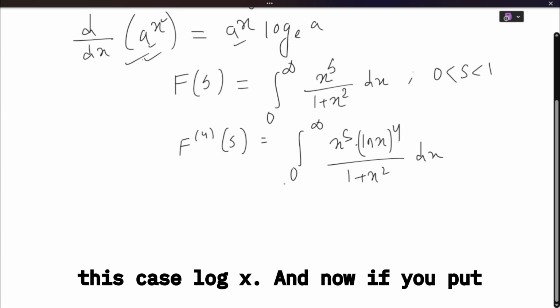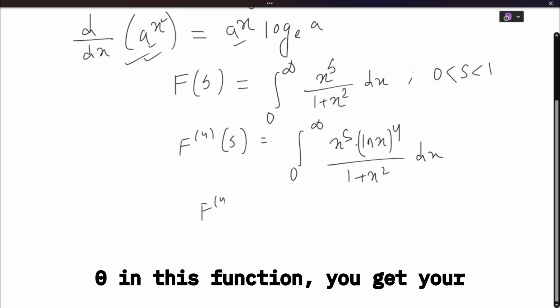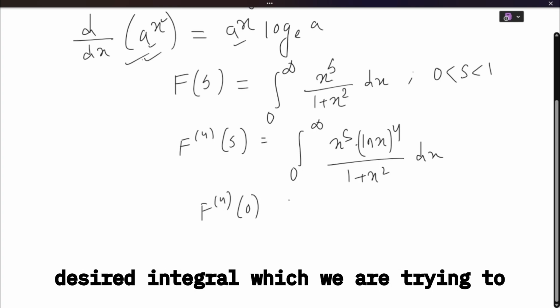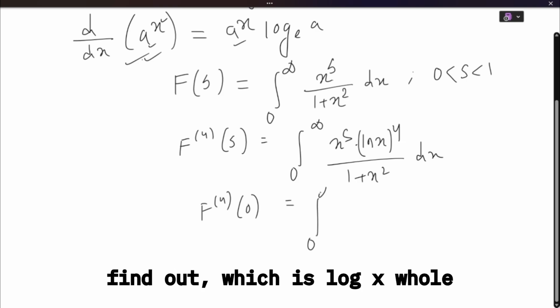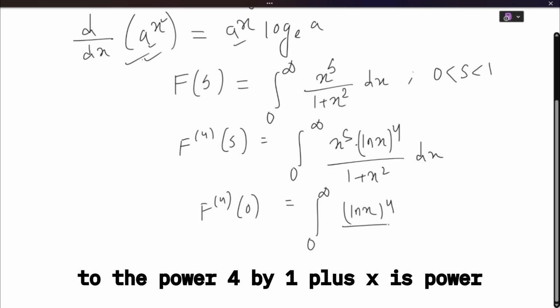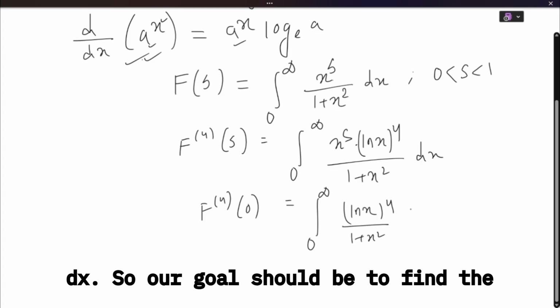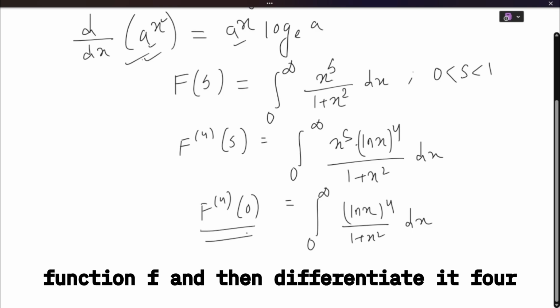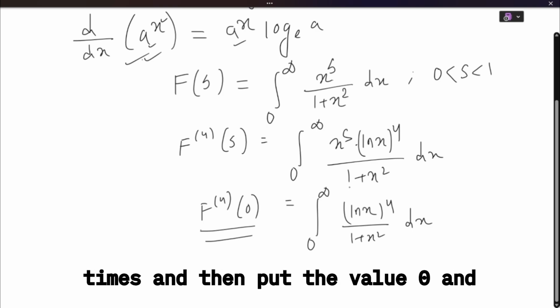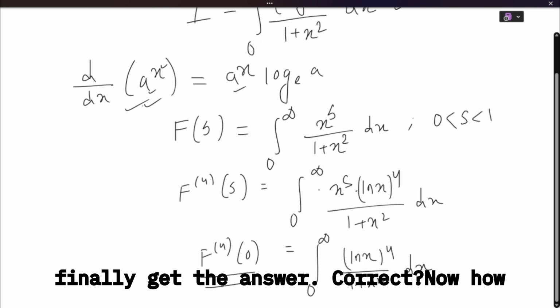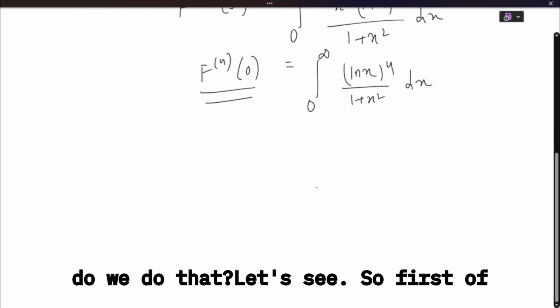And now if you put 0 in this function, you get your desired integral, which we are trying to find, which is log x whole to the power 4 by 1 plus x squared dx. So our goal should be to find the function f, then differentiate it 4 times, then put the value 0 and finally get the answer, correct? Okay. Now, how do we do that?